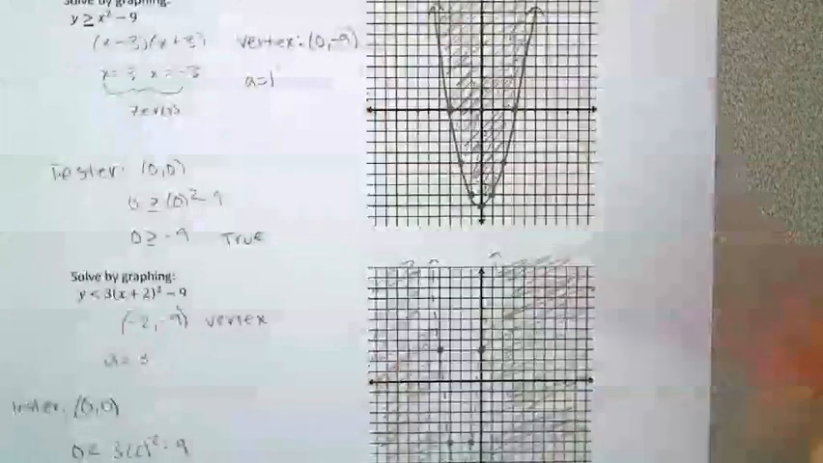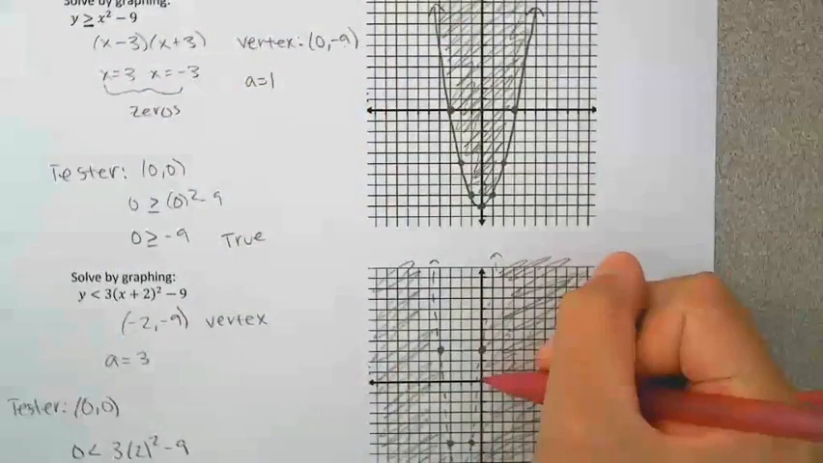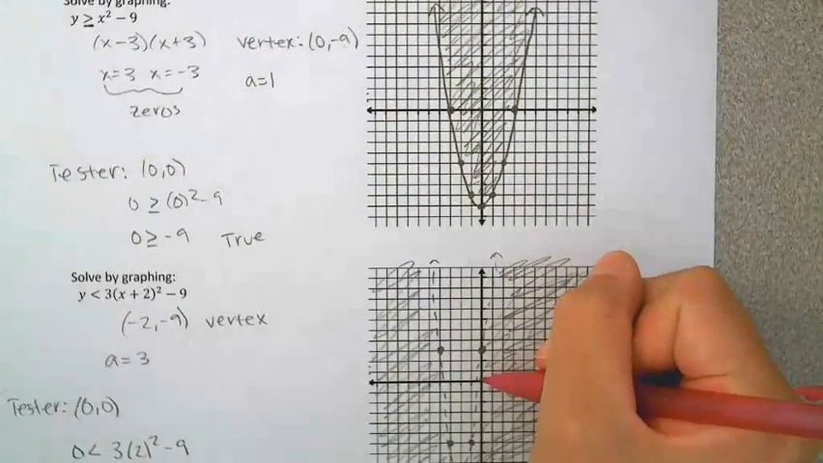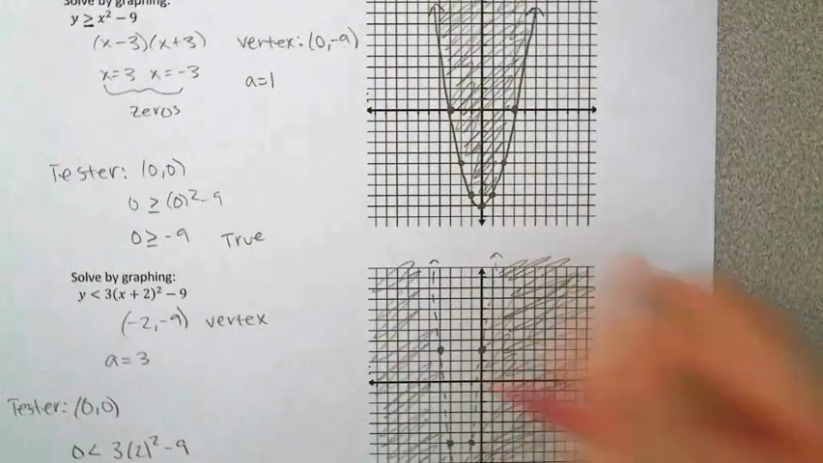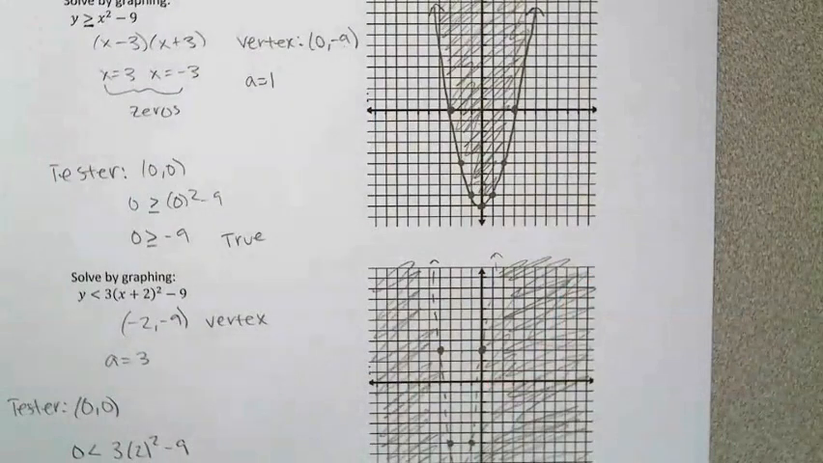And then I picked a tester point. My 0, 0 is just on the outside of my parabola. And it ended up being true. So I shaded on the outside this time because that's where my tester point was.